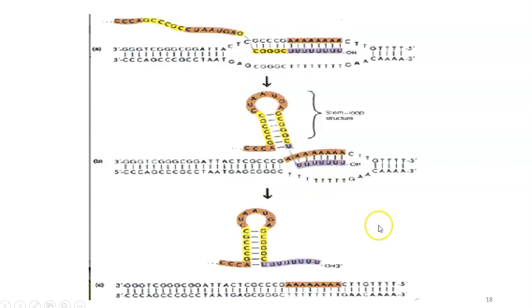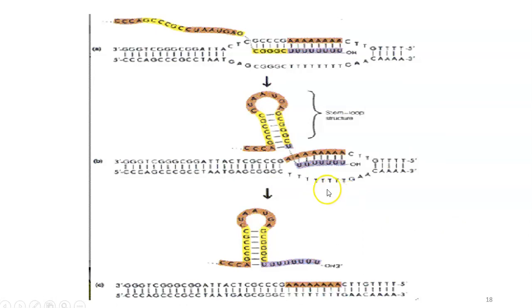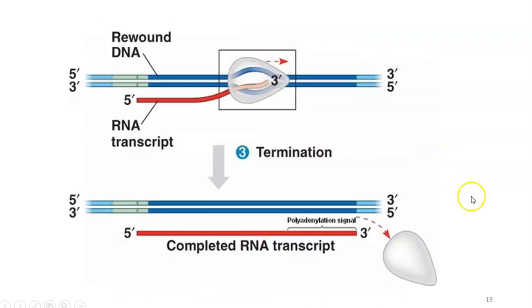Now transcription stops at this terminator sequence. Okay, fine. At this sequence it got stopped. Fine. So after this, what? All the unbound area will be getting rebound. This is the termination site. Finally, a pre-RNA or pre-mRNA is released. So you can see something like a polyadenylation signal. What is that? We'll see.